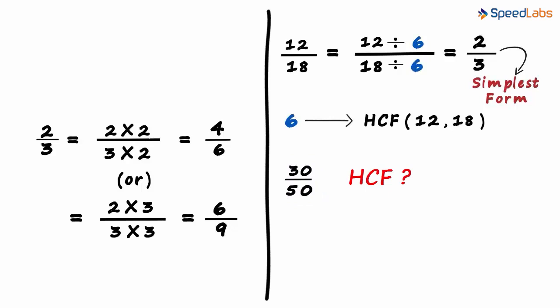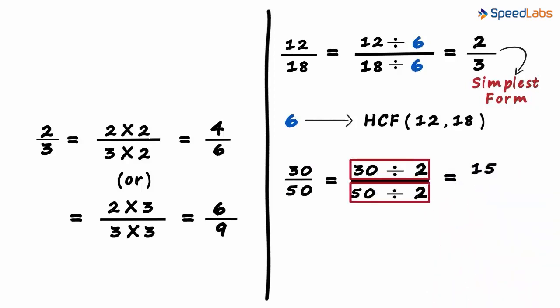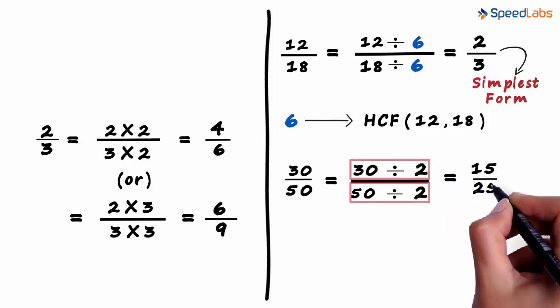If we do not know the HCF, all we need to do is look at the common factors of the numerator and the denominator. 30 as well as 50 are divisible by 2. So we divide the numerator as well as the denominator by 2. 30 divided by 2 is 15 and 50 divided by 2 is 25.